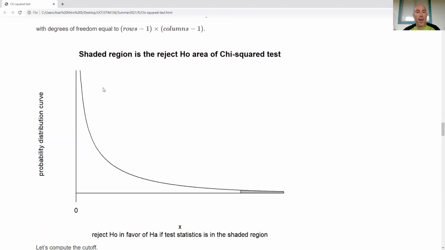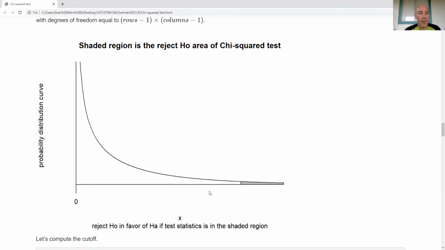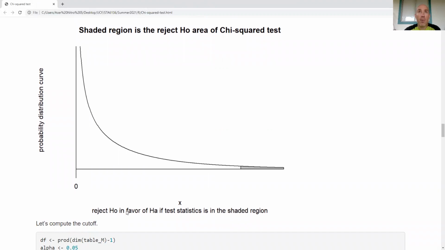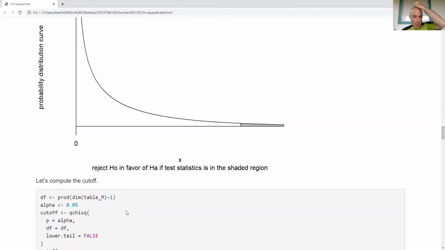All right, so let's go ahead and I'm going to draw my chi-square distribution with 1 degree of freedom. And I'm going to shade the region to the right, because remember, if observed deviates from expected, then I'm more prone to go with the alternative hypothesis. So my rejection region is far to the right. Reject the null hypothesis in favor of the alternative if the test statistic is in the shaded region.